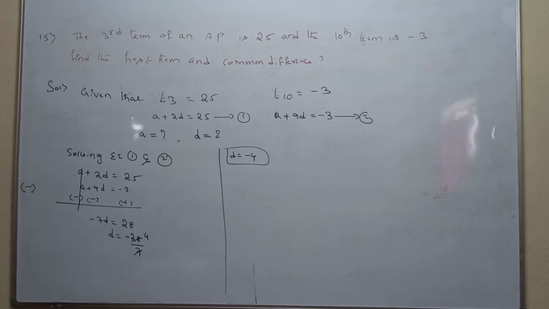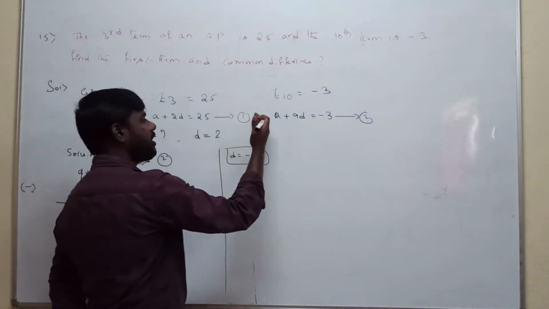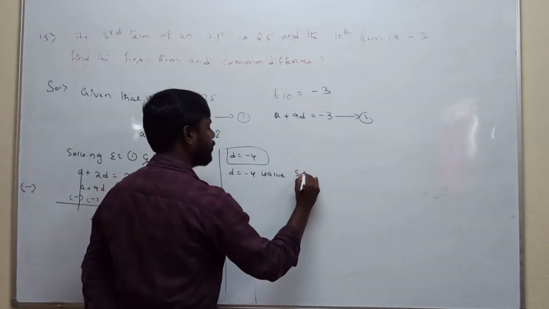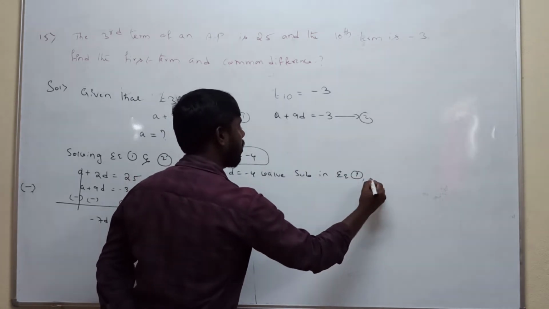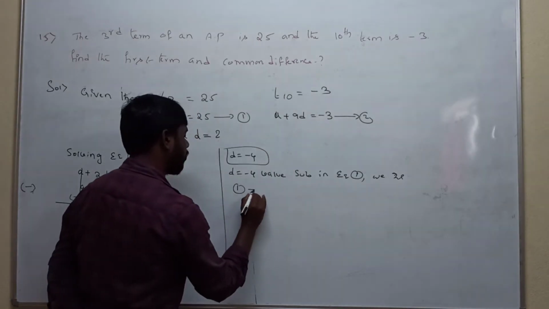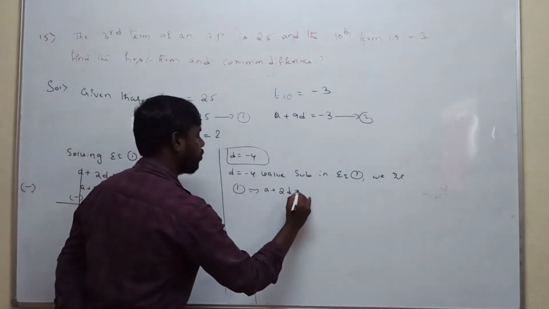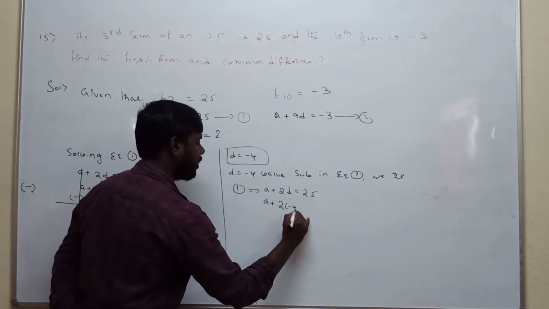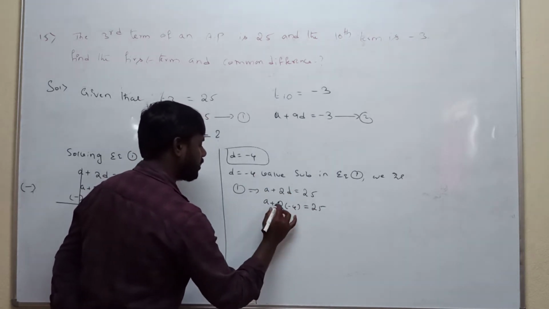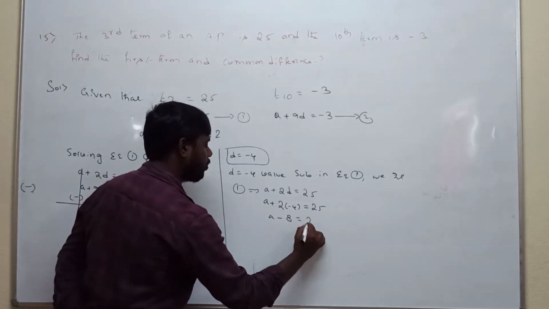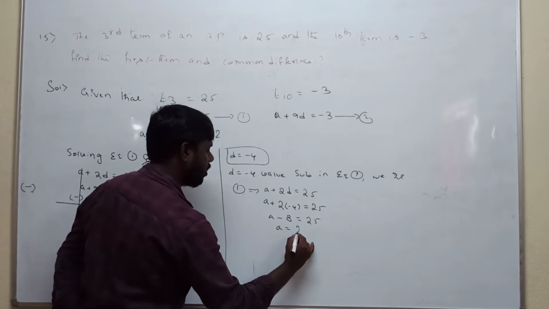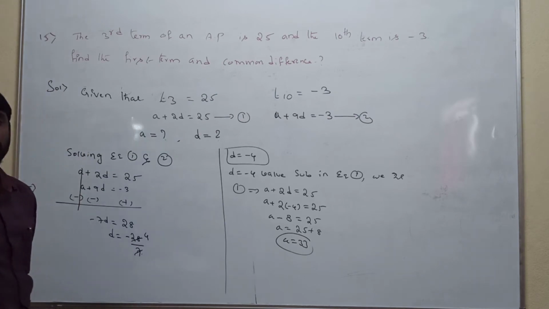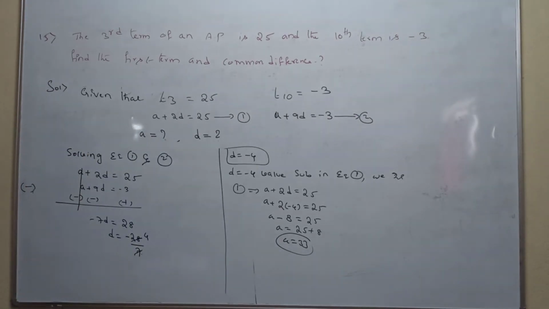Next we want the a value. That's why we substitute the d value in any one equation, 1 or 2. So d = -4, substitute in equation number 1. What is equation number 1? a + 2d = 25. Now substitute the d value: a + 2(-4) = 25. Plus into -4 is -8, so a - 8 = 25. Take to the right-hand side: 25 + 8 = 33.